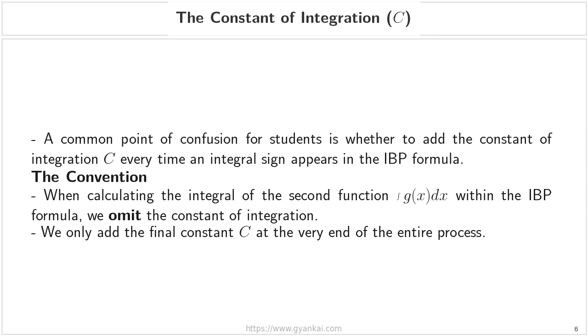So, after you've applied the formula, simplified as much as possible, and arrived at your final answer, then you add plus C. We'll explore why this is the case on the next slide, using a helpful analogy to make it clearer. But for now, remember this rule: no plus C during the intermediate integration of g of x, only at the very end. This will save you a lot of unnecessary algebra and potential errors.